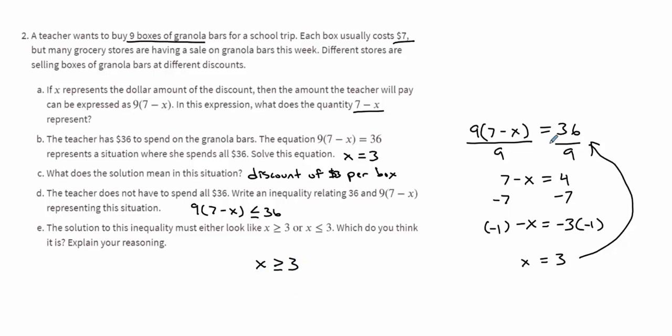It could be a little confusing because you think, well, she has to spend less than 36, but since this represents a discount, the more discount there is, the lower she's going to be spending.